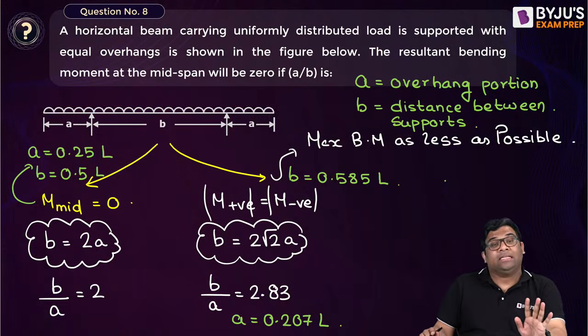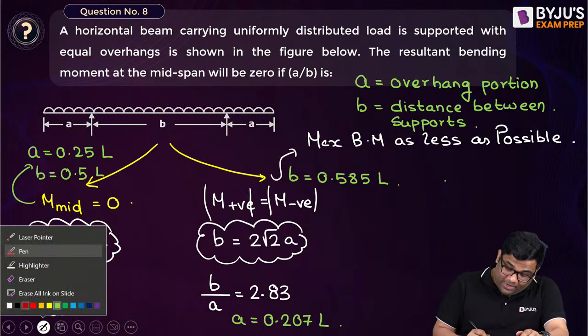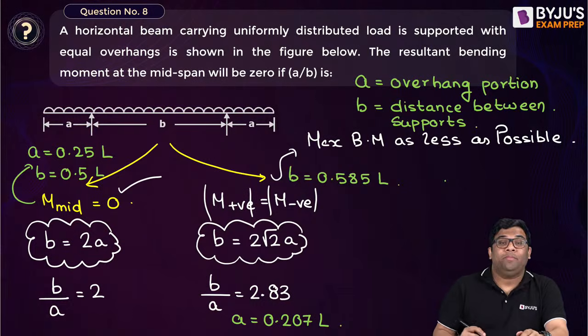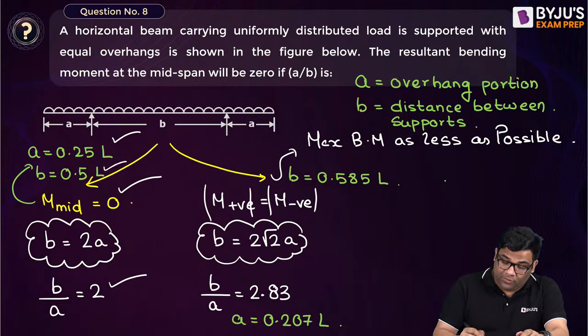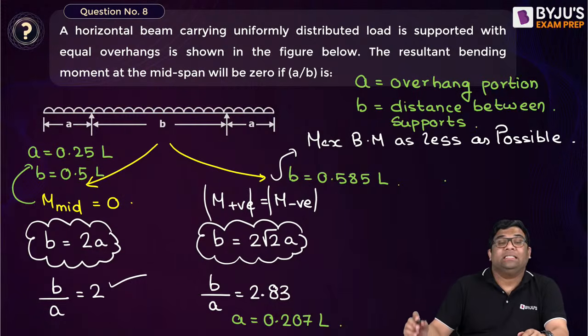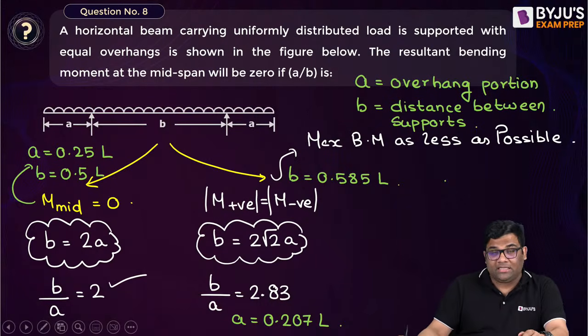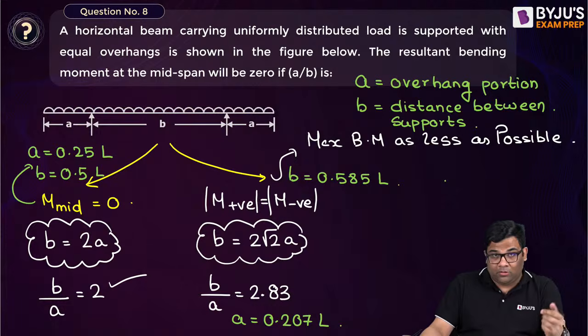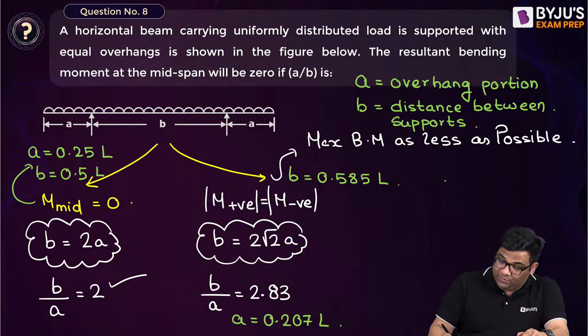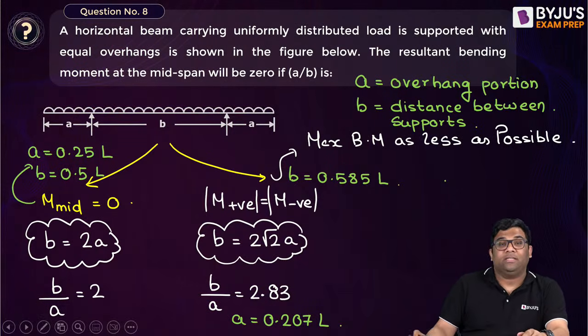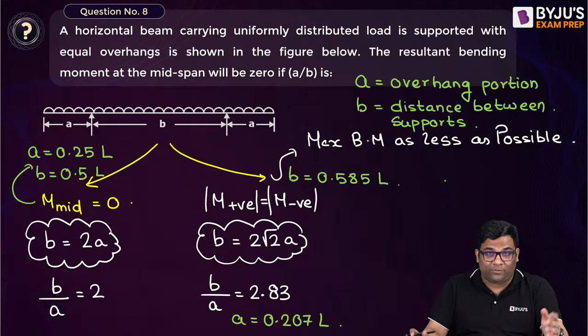All these things are directly asked in the examination. And remember that when the bending moment at midspan is 0, B by A is equal to 2, A is equal to 0.25 L and B is equal to 0.5 L. Okay, standard results. The standard results were repeatedly asked in the examination. Similarly, for the condition when the maximum positive bending moment is equal to the maximum negative bending moment, or the maximum bending moment is kept as low as possible, these are the things we should know. Understood? So many objectives we covered in this one question, right?